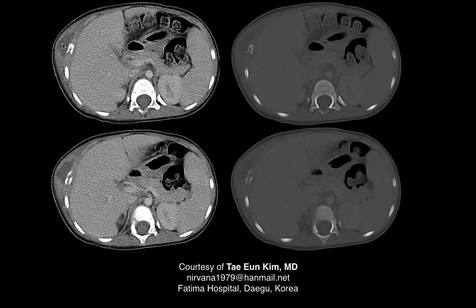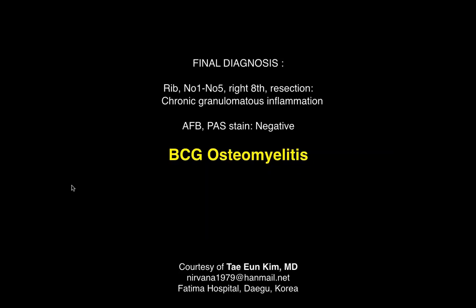It's superficial to the peritoneal wall and the ribs. It looks like there's some lucency within the adjacent rib, suggesting involvement of that rib. Looking further down, there's an irregular appearance of the edges of that fluid collection. BCG osteomyelitis. This is again BCG, which we're not going to see in the U.S. anymore. But this all turned out to be an inflammatory reaction from the BCG injection.